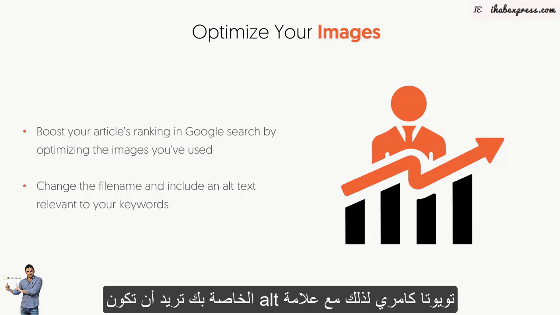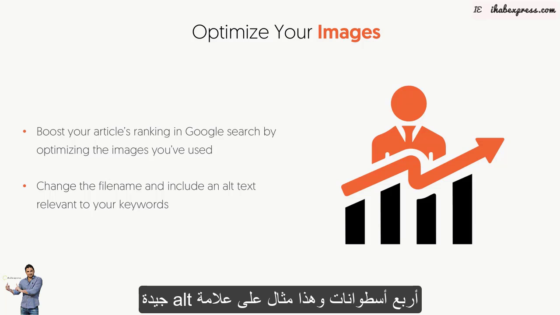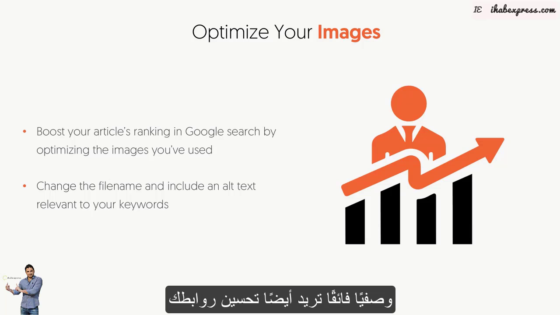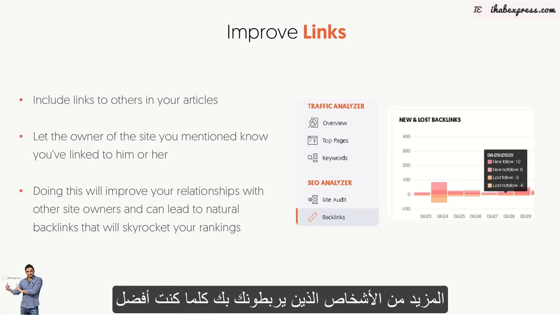So with your alt tag, you want to be descriptive. Silver 4-door 1989 Toyota Camry 4-cylinder. That's an example of a good alt tag that's super descriptive. You also want to improve your links. The more people linking to you, the better off you are.